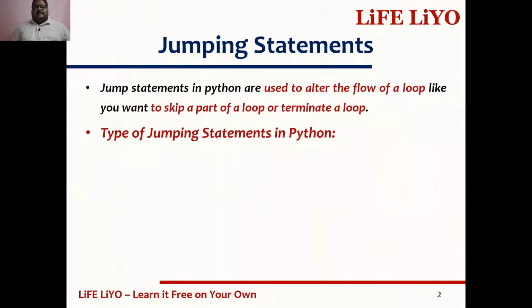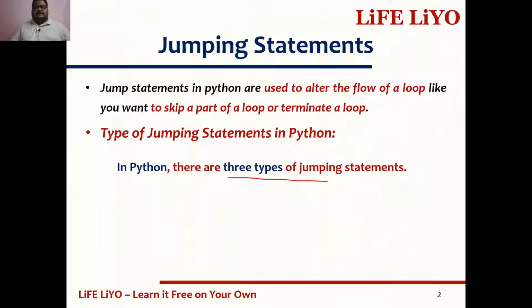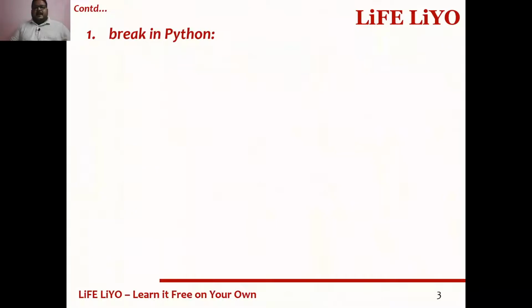Types of jumping statements in Python. In Python, there are three types of jumping statements. What are those three types? First one is break, then continue, and pass. Break. The name itself tells it.